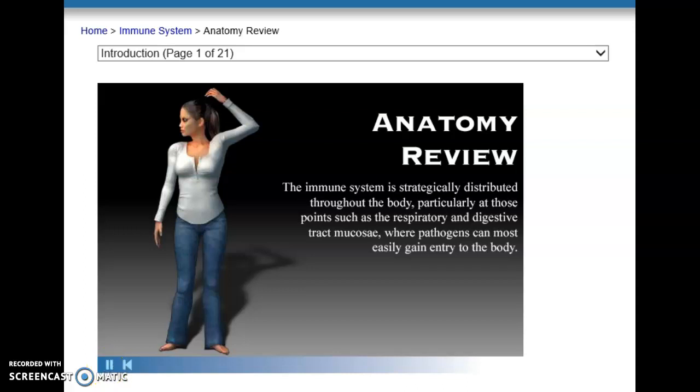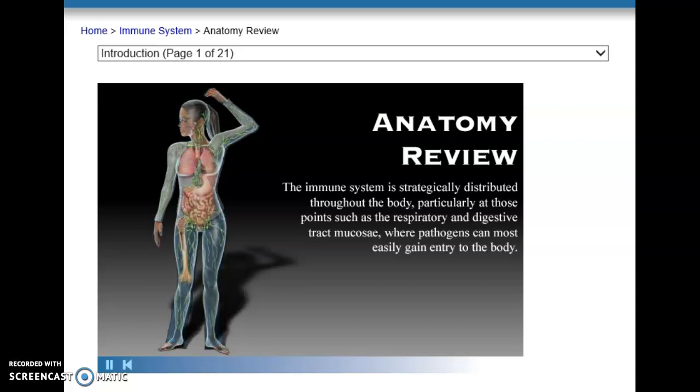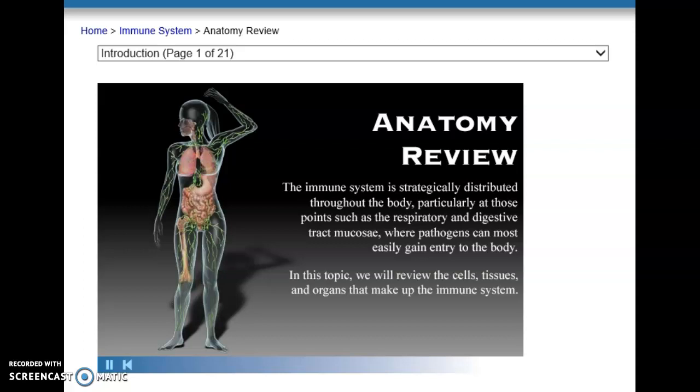Distributed along its walls and at its gates, as well as guards and soldiers roaming within the walls. In the same way, the immune system tissues are strategically distributed throughout the body, particularly at those points where pathogens can most easily gain entry to the body, such as the respiratory and digestive tract mucosae. In this topic, we will review the cells, tissues, and organs that make up the immune system.